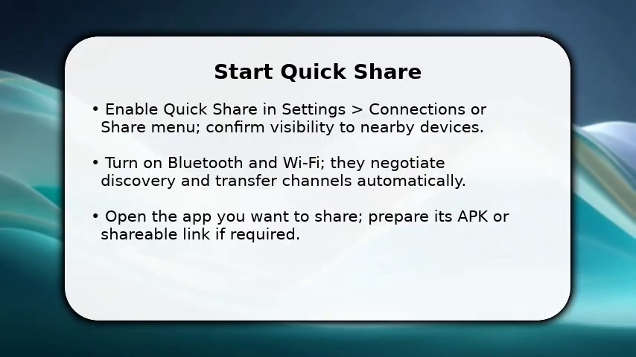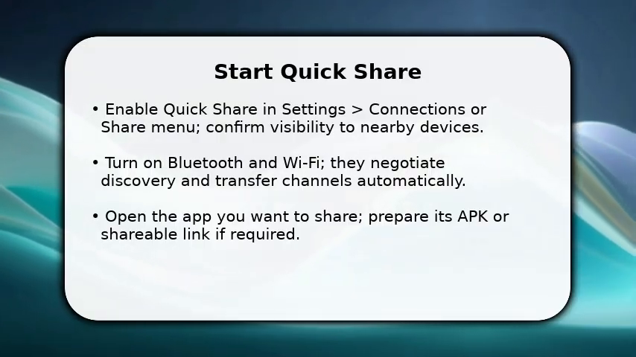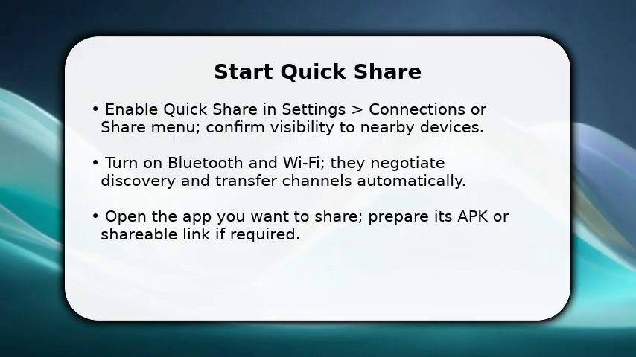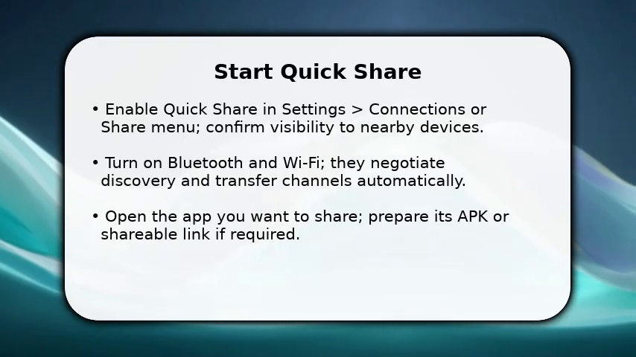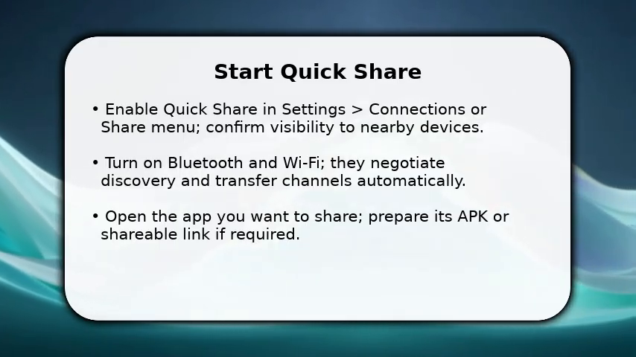Open the app you plan to share now. If the launcher doesn't expose an APK, prepare the app link or export file. Once done, you're ready to initiate the sharing flow from the app's share menu or system share sheet.